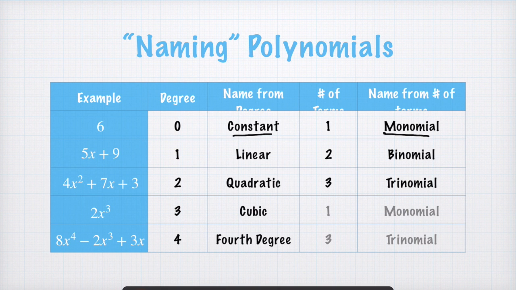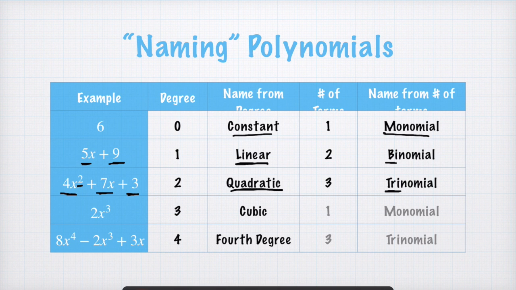This one right here, 5x plus 9, has a degree of 1 because of the 5x. X has a power of 1, which means that it's linear. And since it has 2 terms, it's going to be binomial. This one has a degree of 2 because you have 4x squared. That's your highest power, which gives us the name quadratic. Now, it has 3 terms, which makes it a trinomial.